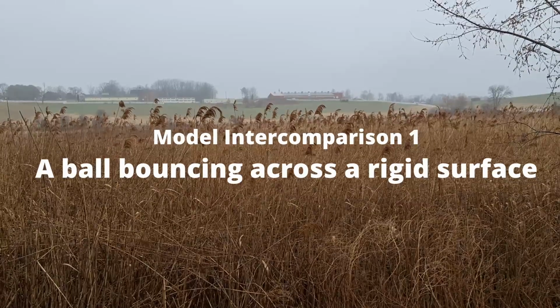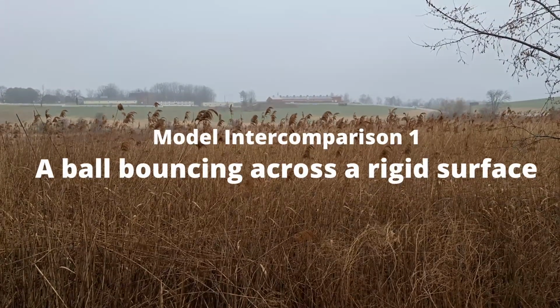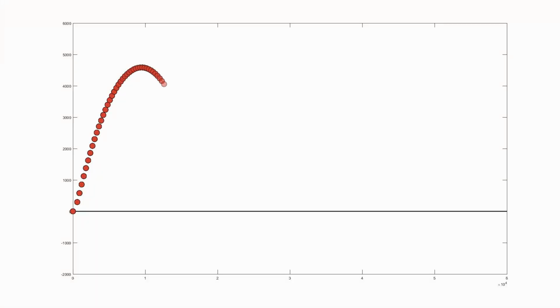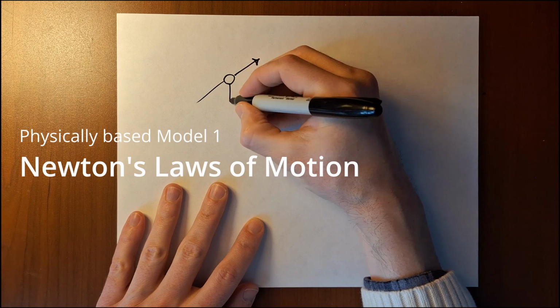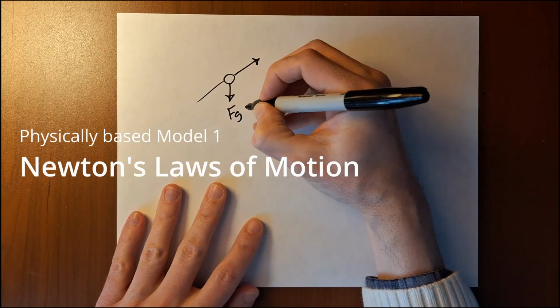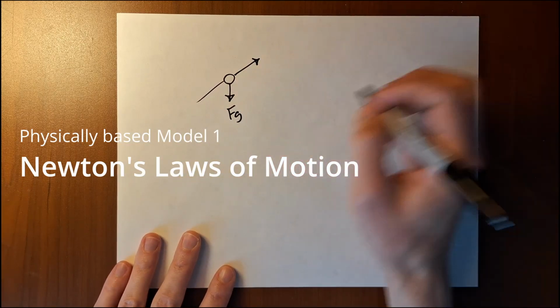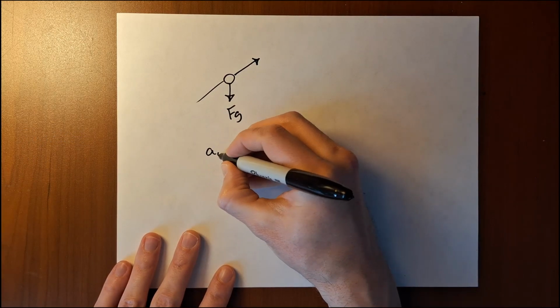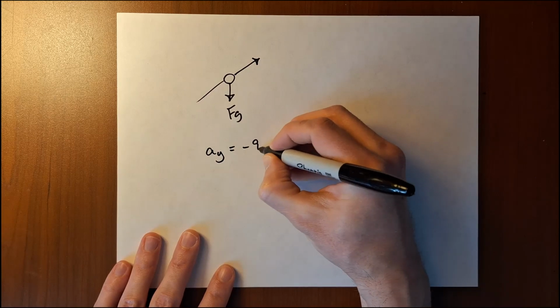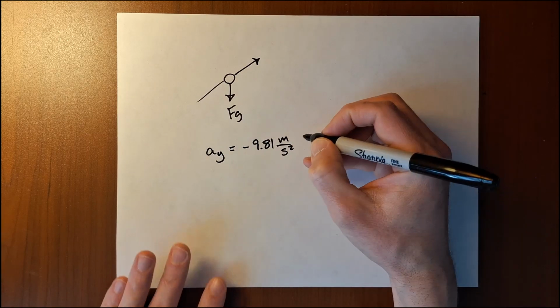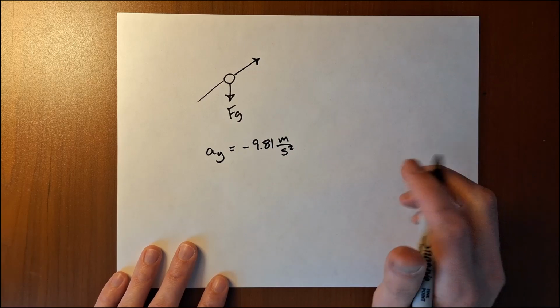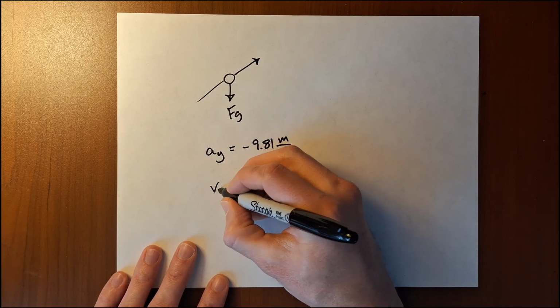Let's start with a trivial case of a ball bouncing across a rigid surface. We'll build two competing models, one physically based and one statistical. We can derive a physically based model for the motion of the ball using Newton's laws. We know that the only force acting on this ball is the force of gravity directly down, so it's got a gravitational acceleration of negative 9.81 meters per second squared.